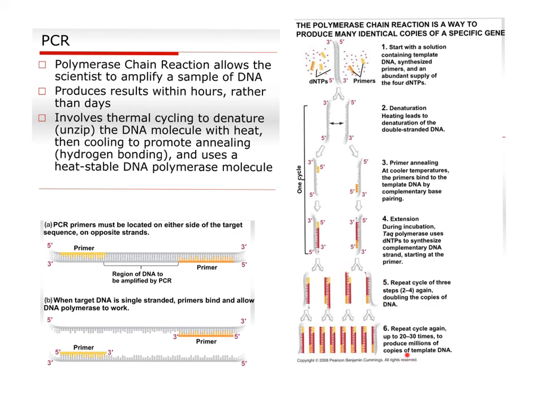You repeat this cycle 20 to 30 times, and you get a whole bunch of copies of DNA. And then, like I said, you can do whatever you want with that sample. You can use it for gel electrophoresis to do some identifying, all kinds of things like that.